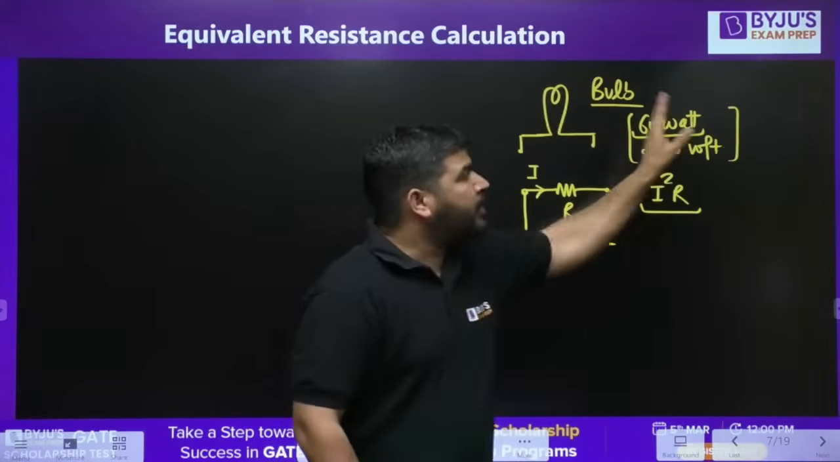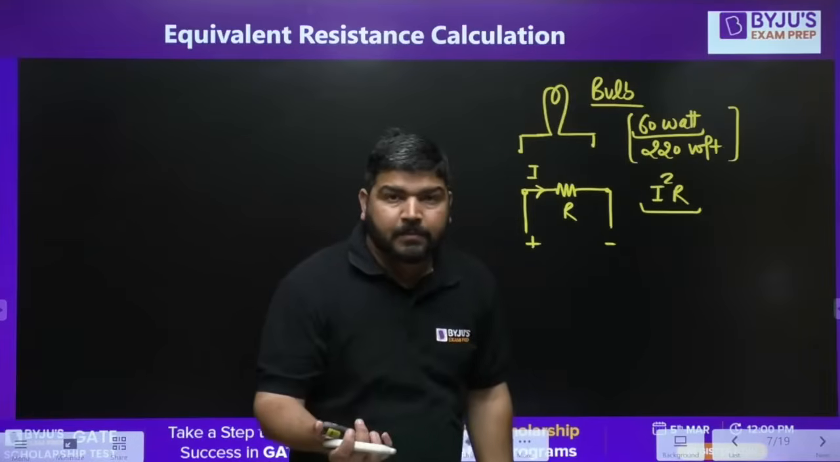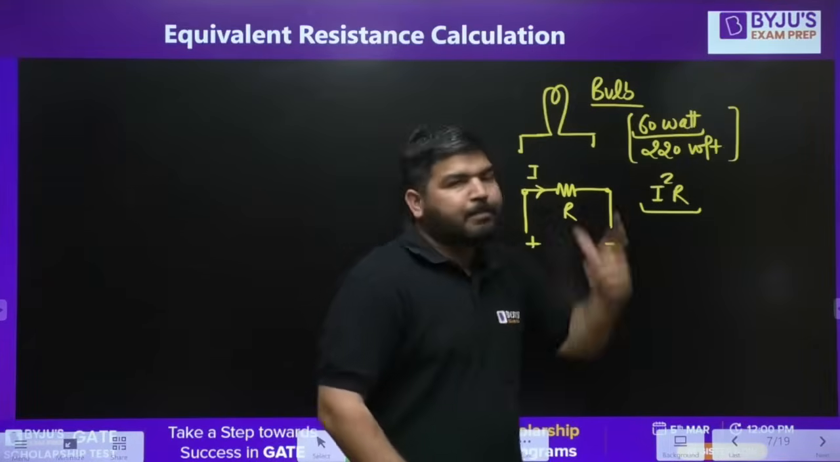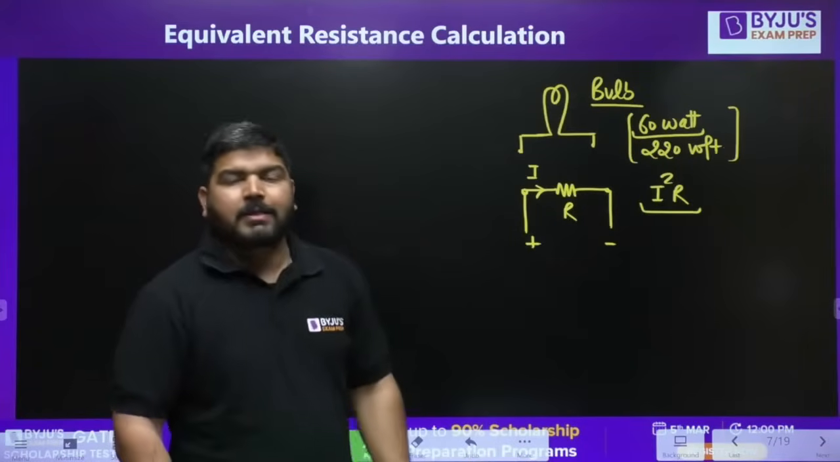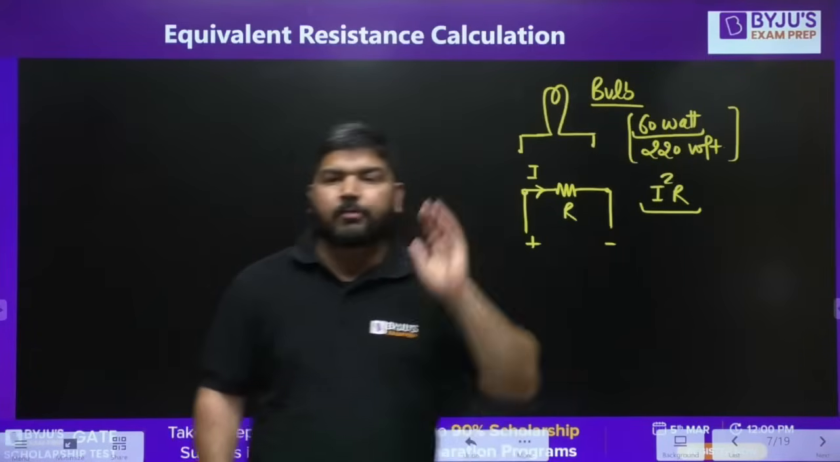But there is one more meaning of this line: if somehow you increase the power loss, let's say the voltage is increased beyond 220 volt, let's say 250 volt or maybe 300 volt.